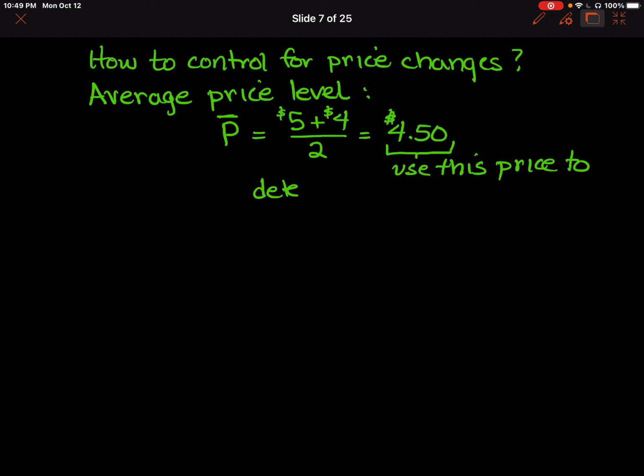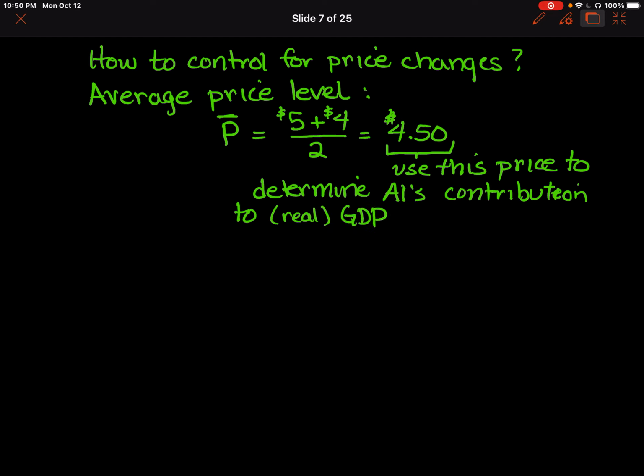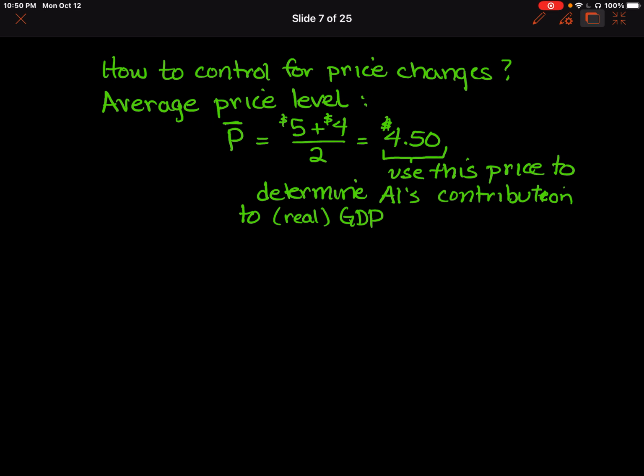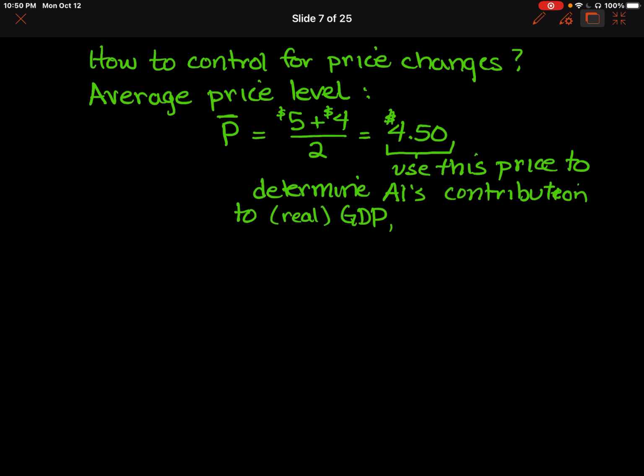We use this price to determine Al's contribution to, in this case, of course, real GDP, to determine Al's contribution to GDP, again, while, I guess, controlling for price changes. Maybe that's overly redundant, but there we have it.